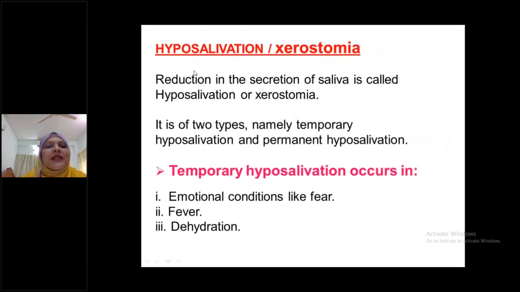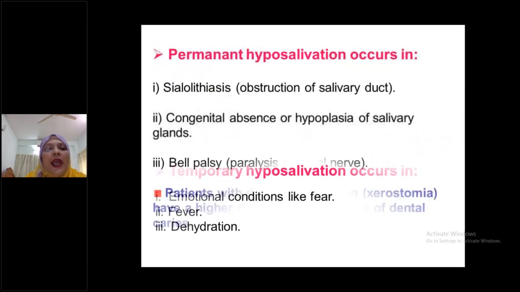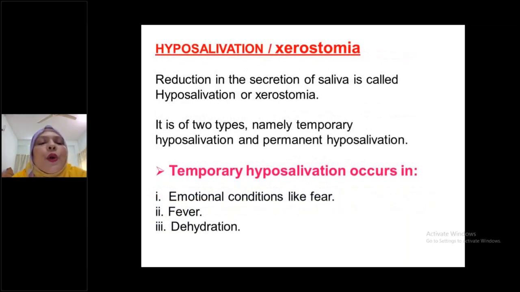লাস্ট কোশ্চেন, লাস্ট স্লাইডগুলি আমরা দেখি। hyposalivation or xerostomia. This is short note, and also hypersalivation, two short notes. Several times this short note came. Hyposalivation means reduction in the secretion of saliva is called hyposalivation or xerostomia. It is two types, namely temporary hyposalivation and permanent hyposalivation.